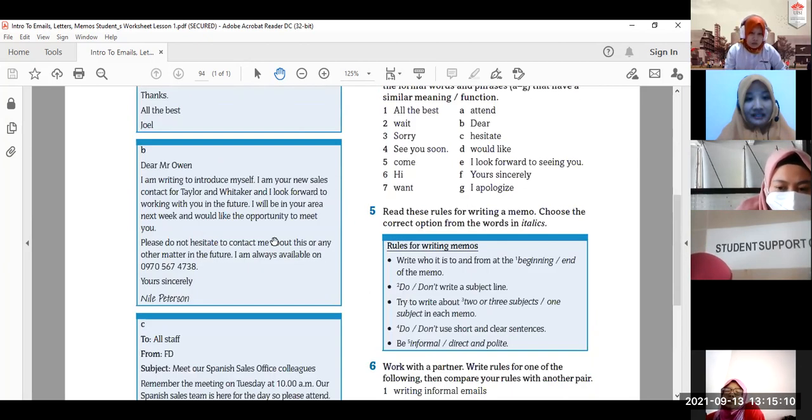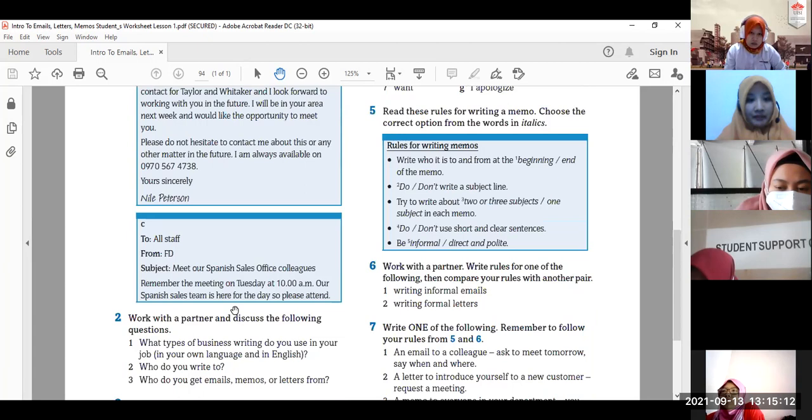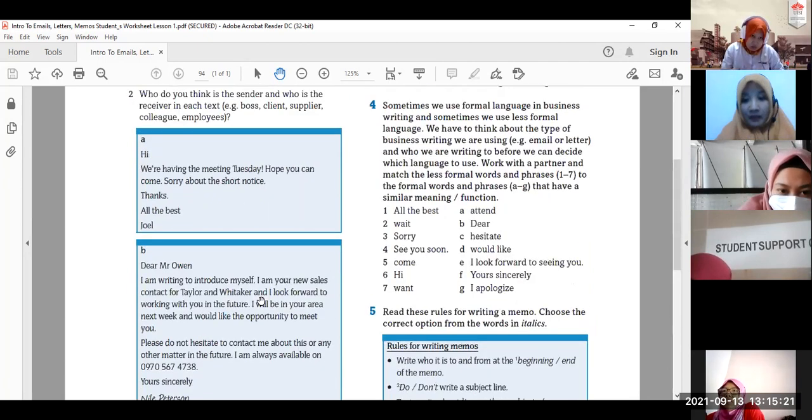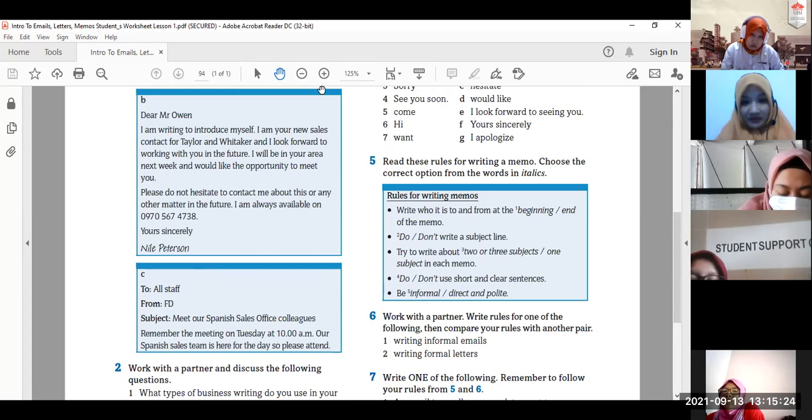So actually, memo here is C, okay? Memo is C because as you can see over here, memo usually is a very direct message, okay? So they rarely add a subject. So it's, remember the meeting on Tuesday at 10 a.m. Please attend. So it's very direct and very fast. Okay, so it rarely has a subject. So this is memo.